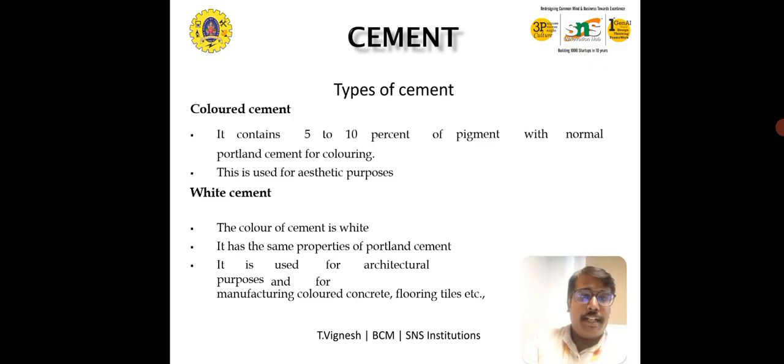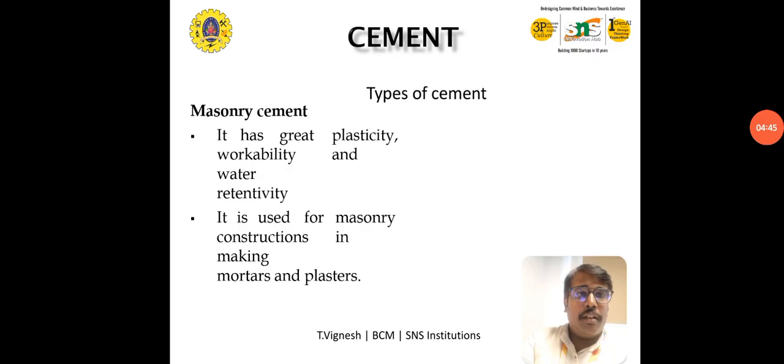Colored cement contains 5 to 10% pigment mixed with normal Portland cement for coloring. This is used for aesthetic purposes. White cement, as we all know, is white in color and has the same properties as Portland cement. It is used for architectural purposes and for manufacturing colored concrete, flooring tiles, etc. Another type is masonry cement. It has great plasticity, workability and water resistivity, and it is used for masonry construction in making mortars and plasters.